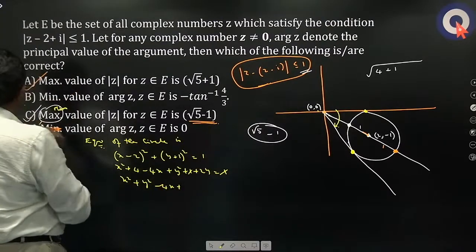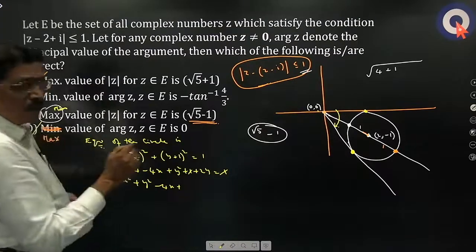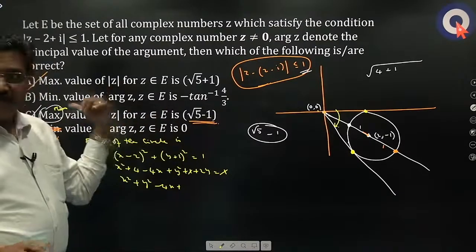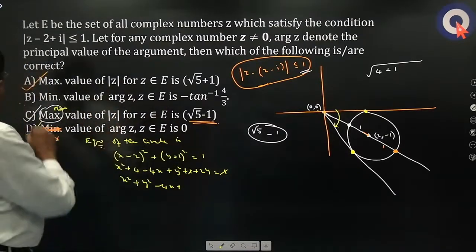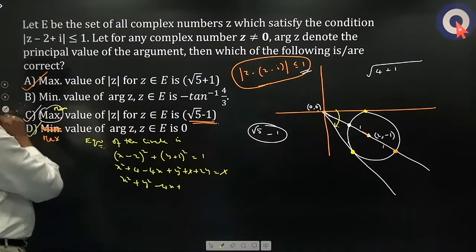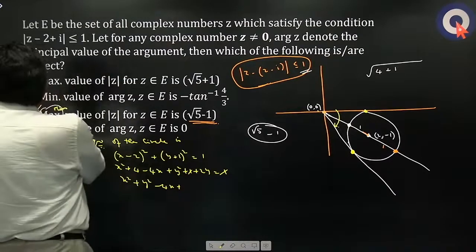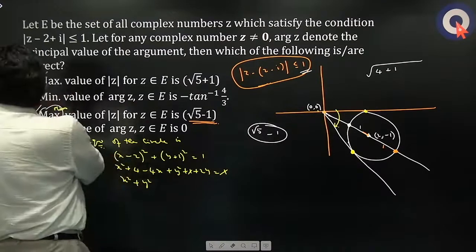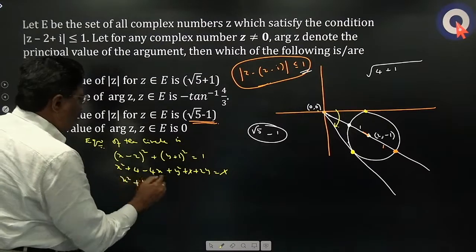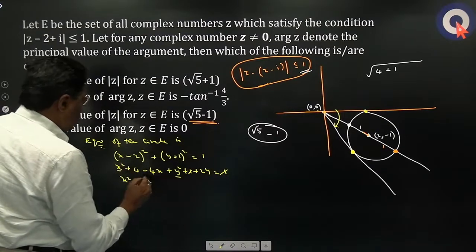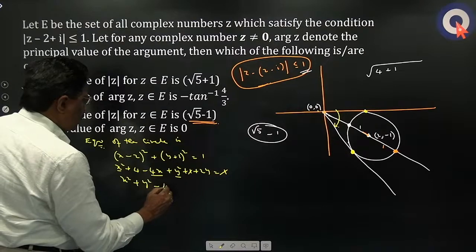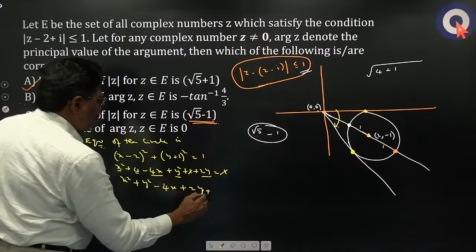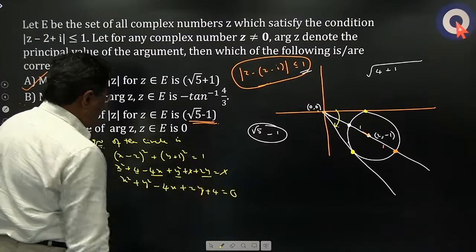So we have x square plus y square minus 4x plus 2y plus 4 is equal to 0. This is the equation of the circle.